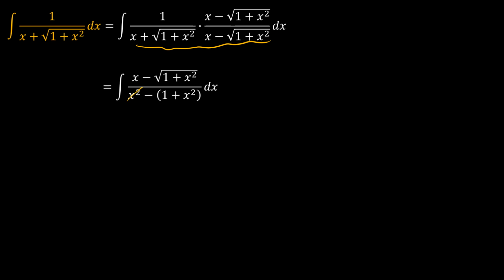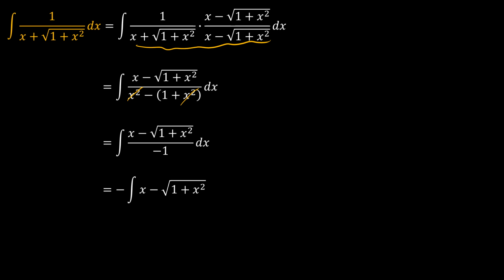And we quickly see that these x squareds cancel, and the numerator remains x minus the square root of 1 plus x squared. And since we're left with negative 1 in the denominator, we can now pull the negative sign out, and we have the integral of x minus the square root of 1 plus x squared.